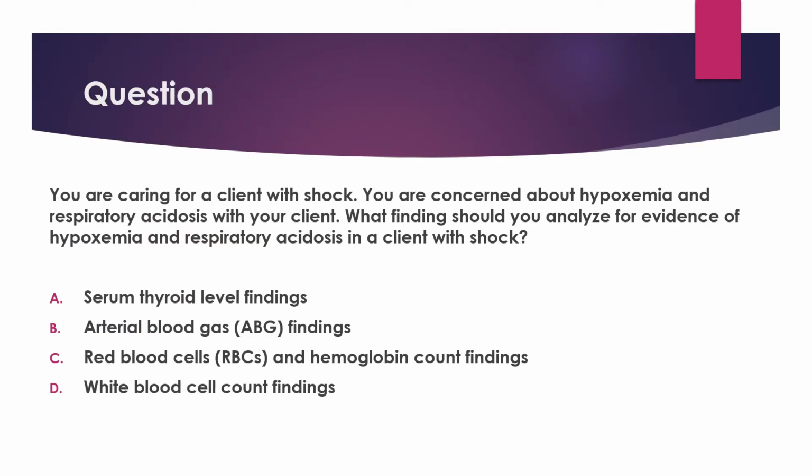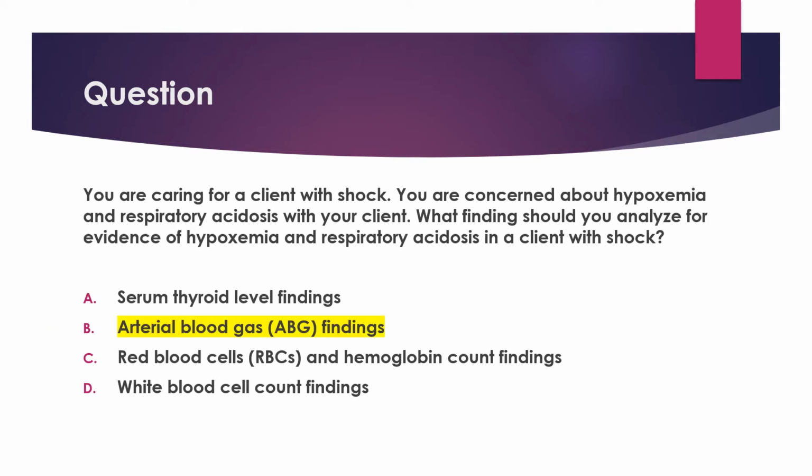So you're caring for a client with shock, and you're concerned about hypoxemia and respiratory acidosis. What findings should you analyze for evidence of hypoxemia and respiratory acidosis in a client with shock? It is your arterial blood gas findings.